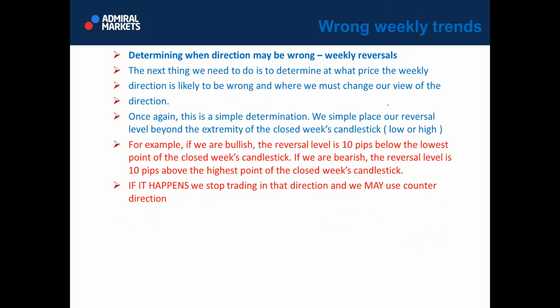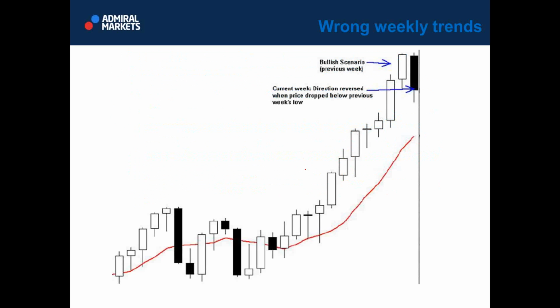So again, this is a simple determination. We simply place our reversal level beyond the extremity of the closed week's candlestick. For example, if we are bullish, the reversal level is 10 pips below the lowest point of the closed week candlestick. If we are bearish, the reversal level is 10 pips above the highest point of the closed week candlestick. If it happens, we stop trading in that direction and we may use counter direction.